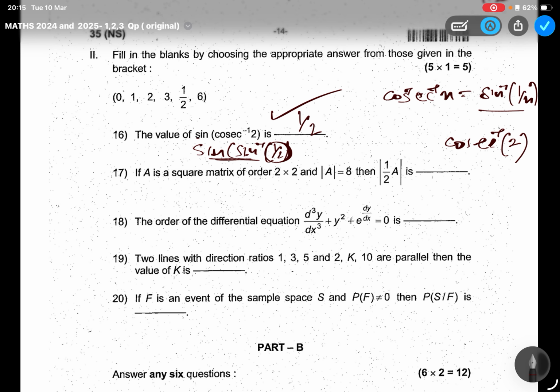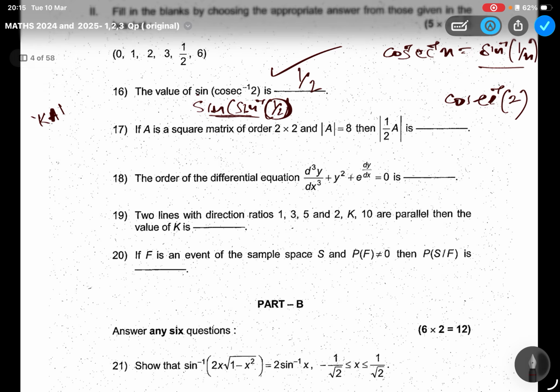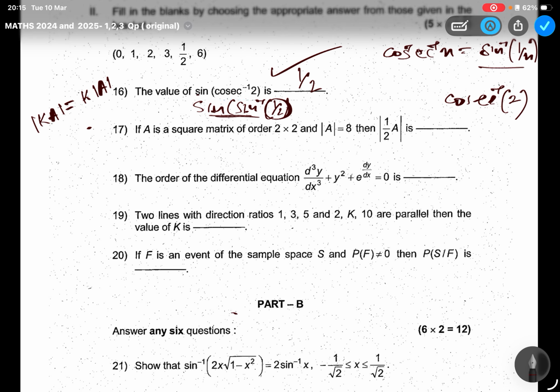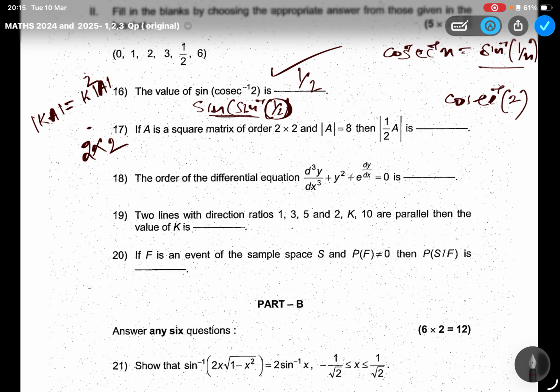If A is a square matrix of order 2 × 2, then determinant of A is equal to 8, and there is one property in determinants: determinant of kA is equal to k^n times determinant of A. If the order of the matrix is 2 cross 2, then you will get k square. If the order of the matrix is 3 cross 3, then you will get k cube. That is, determinant of kA is equal to k^n determinant of A, because n is the order of the matrix.